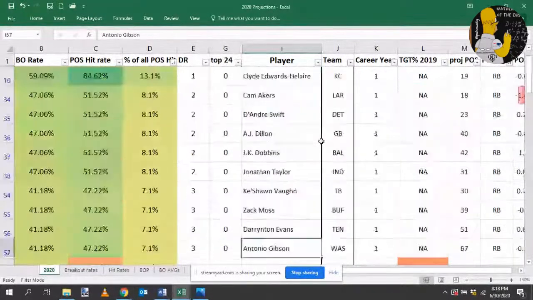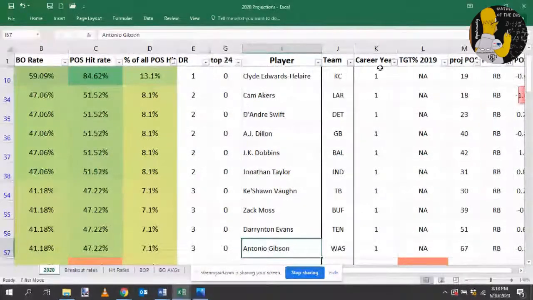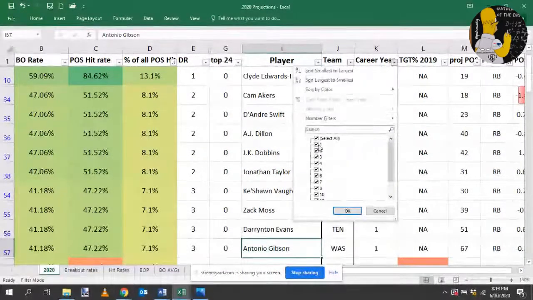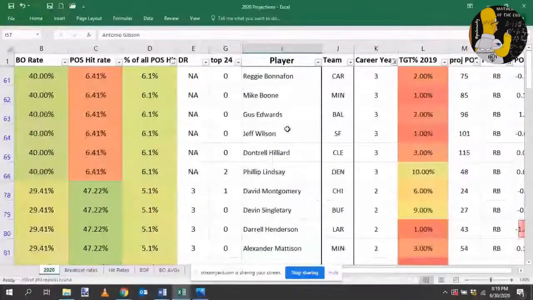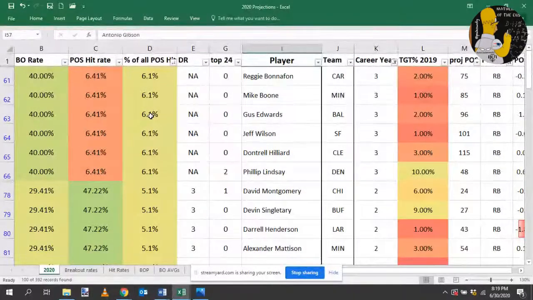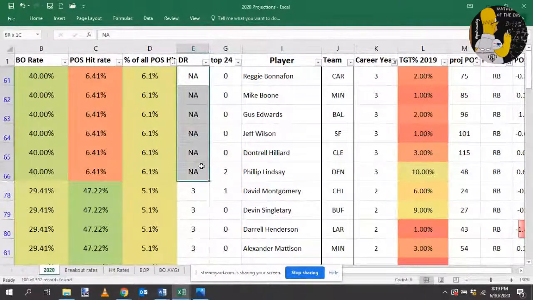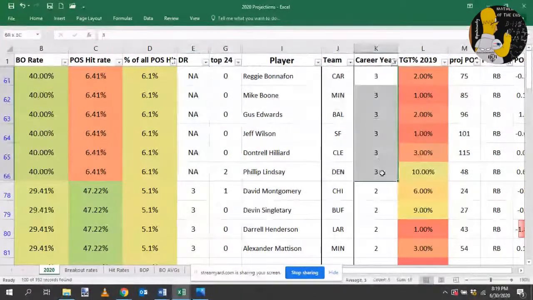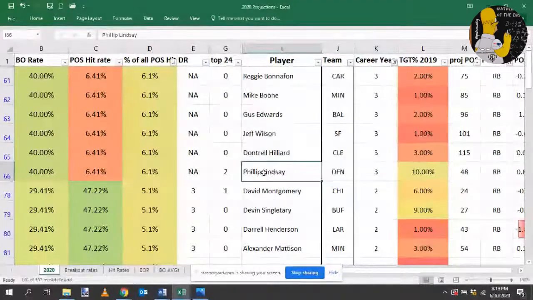So what if we take out first-year players, because everyone likes new players, right? We've got draft running back fever going on. Well, actually, the most common breakout to happen outside of rookie fever and new players entering the NFL for the first time as running backs are actually undrafted free agents going into their third season. And you can see them all here. Phillip Lindsay is actually already broken out.